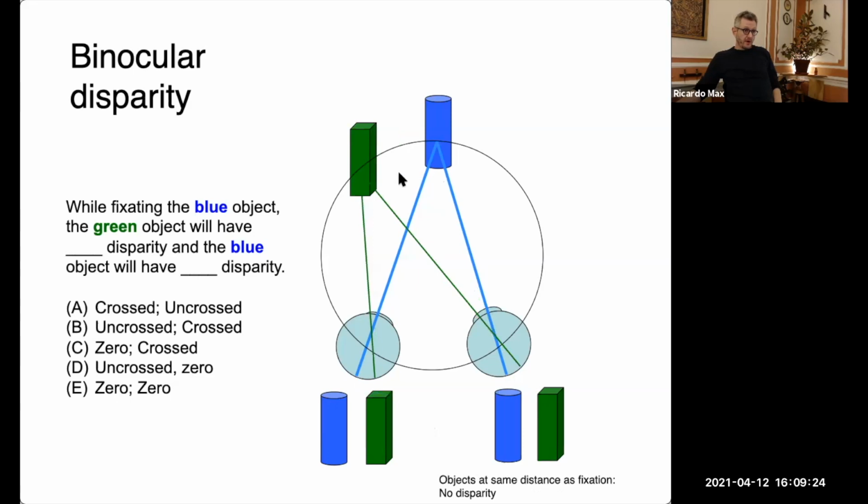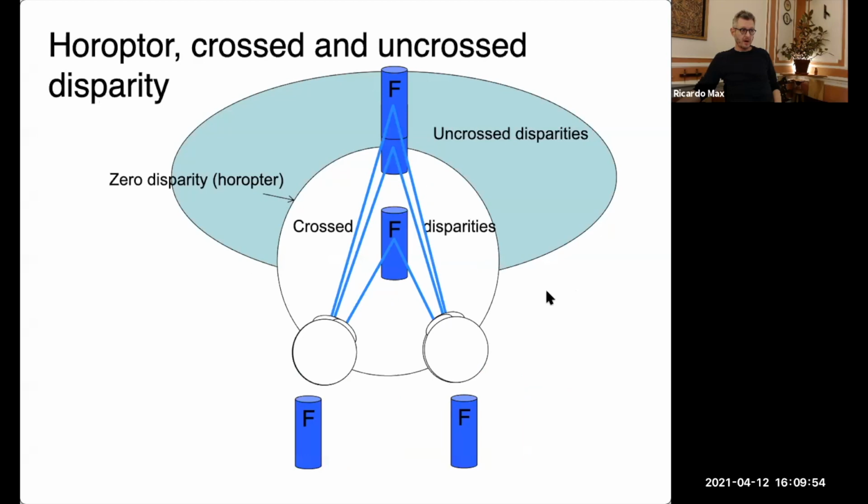All right, so in this case, the green object falls on the Horopter, so it's E, 0 and 0. There is no binocular disparity between the position of the green object on both retinas. They are both this distance from the fovea on both retinas. All right.